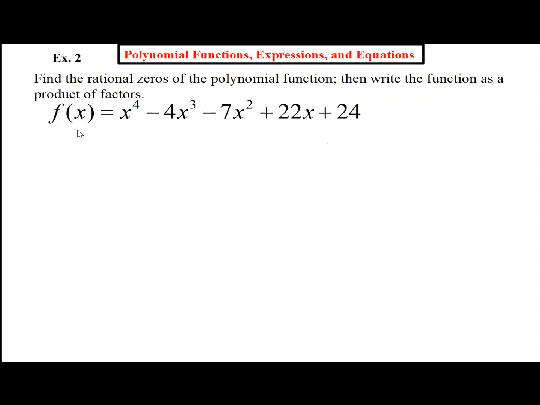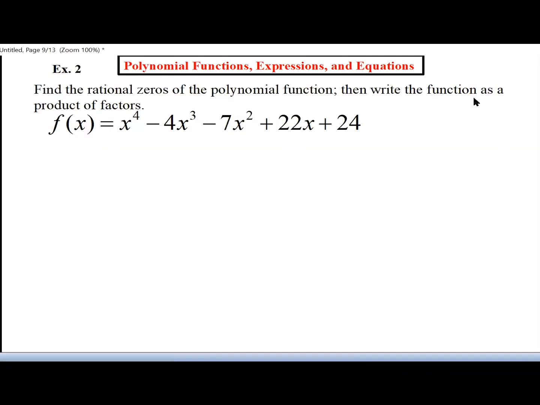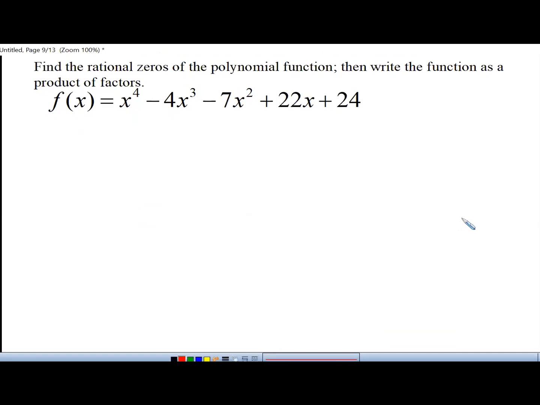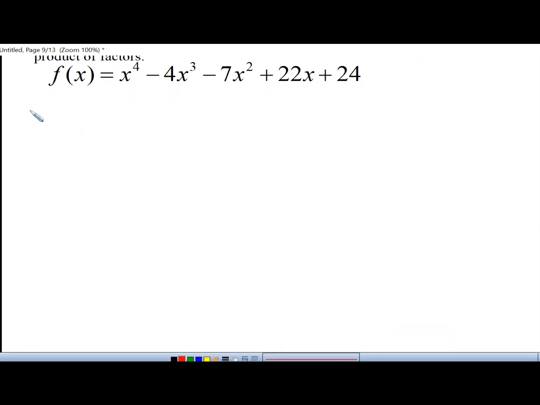Example 2. Copy this, please, and it reads, find the rational zeros of the polynomial function, then write the function as a product of factors. Function given, f of x equals x to the 4th minus 4x cubed minus 7x squared plus 22x plus 24. Copy that, and we'll do this one together. You don't need the instructions since you already have them from previous sessions. All right, so we're going to use the rational zeros theorem.